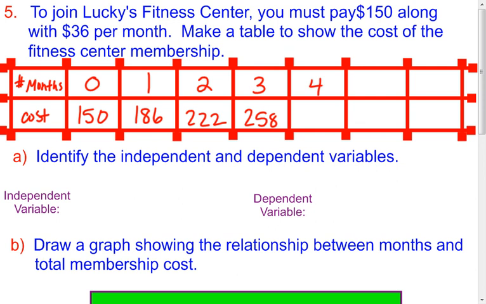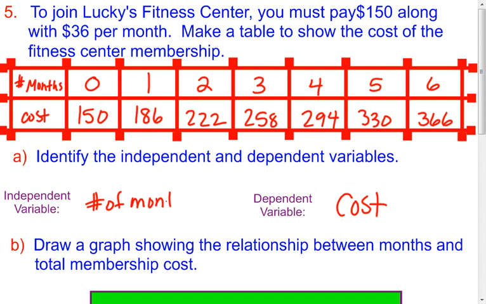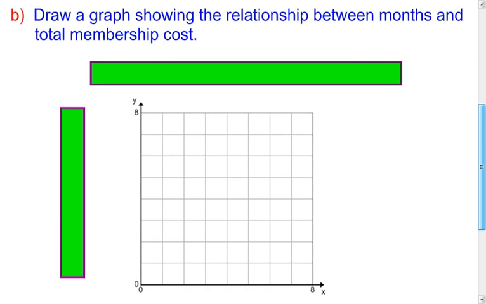If you go 4 months, 150 plus 36 times 4. If you go 5 months, it's 150 plus 36 times 5. And if you go 6 months, 150 plus 36 times 6. Looks like that. Again, I don't know how much my membership is going to cost until I know how many months I have been there. So the cost would be the dependent variable, and the number of months would be the independent variable. I can control the number of months. I can't control the cost, so that's why it's dependent.